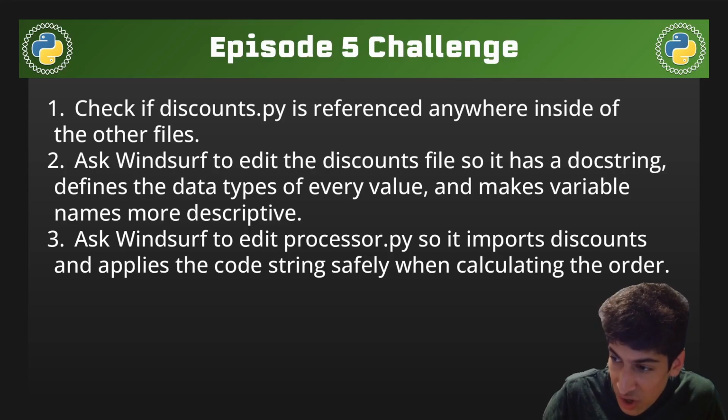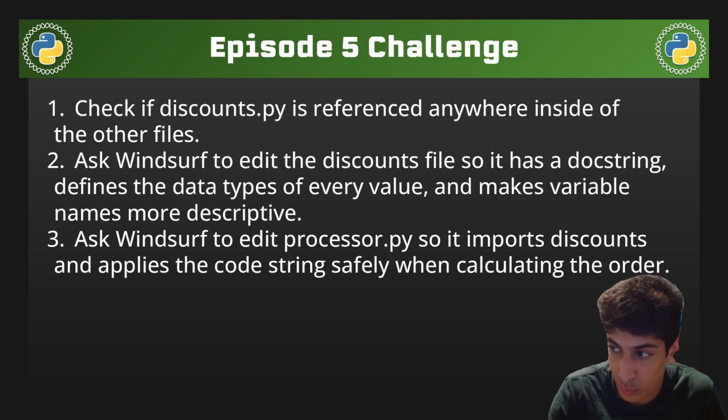So it should say no because discounts.py wasn't being used before. So secondly, you want to ask Windsurf to edit the discounts file so it's more professional, having a docstring, defining data types for every value, and making variable names more descriptive. And the final step that you want to do is ask Windsurf to edit processor.py so that it processes code strings to effectively apply discounts when calculating the order.